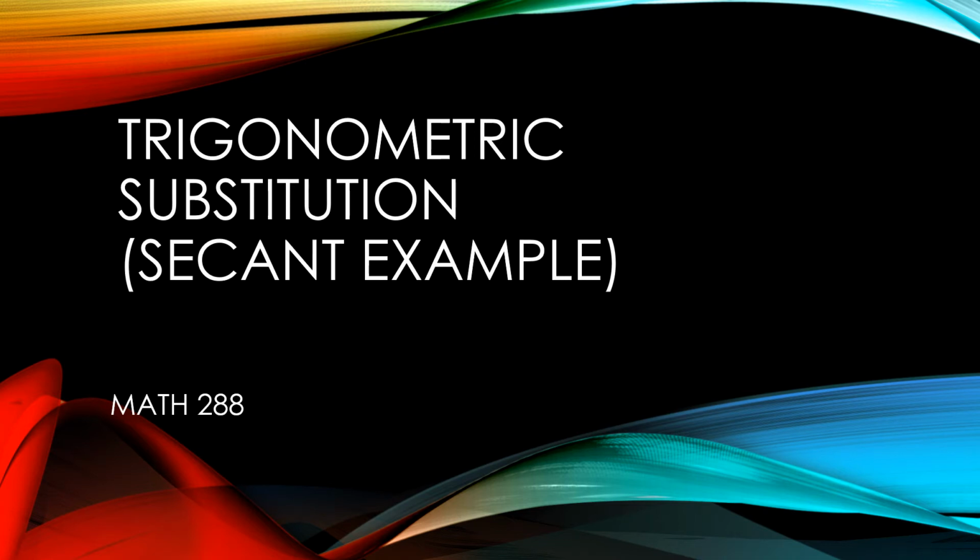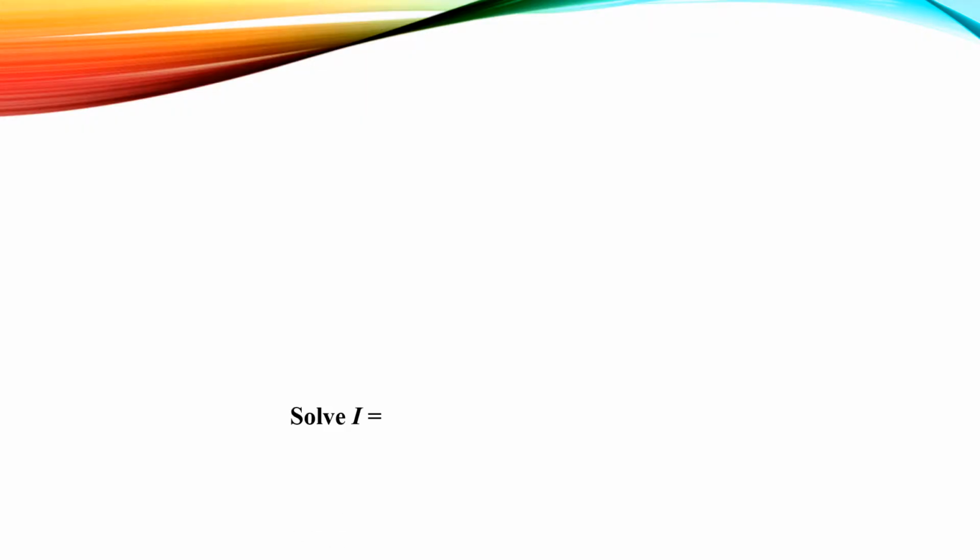This video will illustrate the methodology required to solve a question that requires trigonometric substitution, ending up using the secant substitution in the example. Let's say we have to solve the following integral: the integral of dx over x squared times the square root of x squared minus 9.